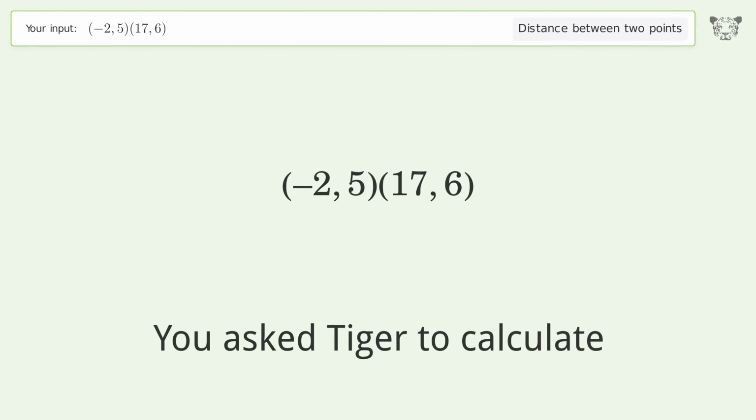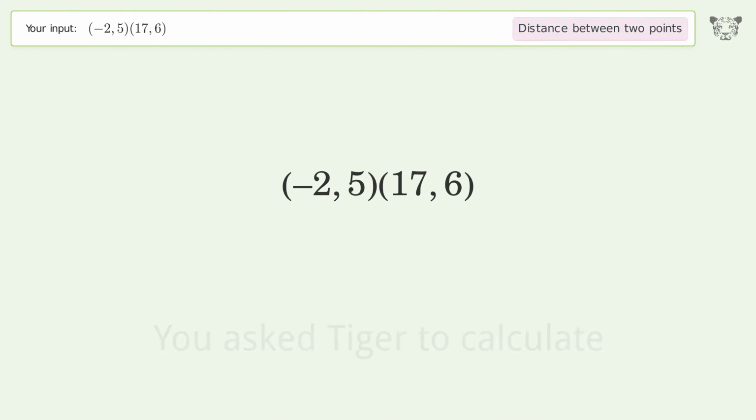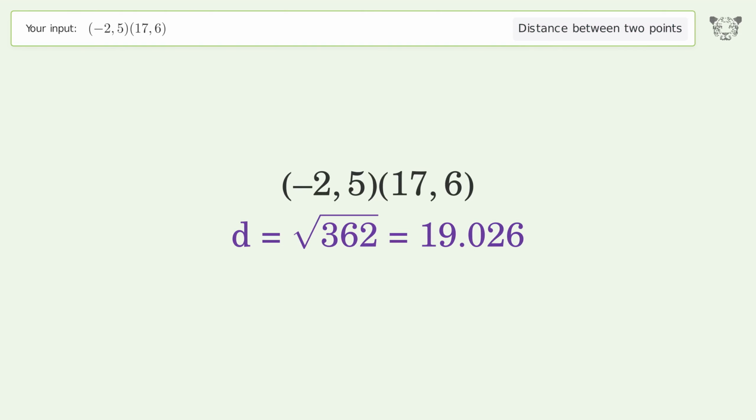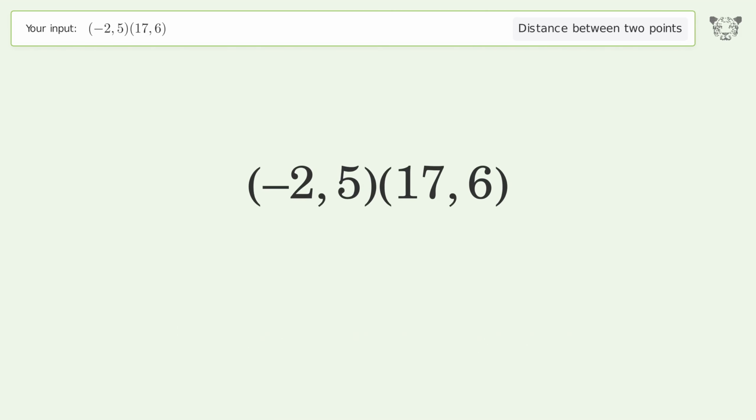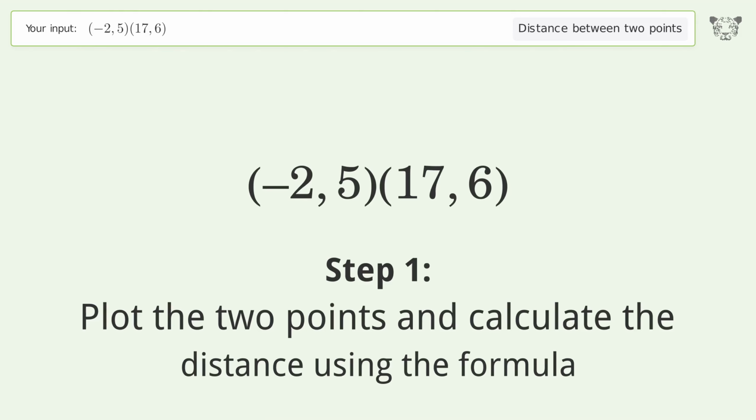You ask Tiger to calculate. This deals with the distance between 2 points. The distance between the 2 points is the square root of 362, or 19.026. Let's solve it step by step. Plot the 2 points and calculate the distance using the formula.